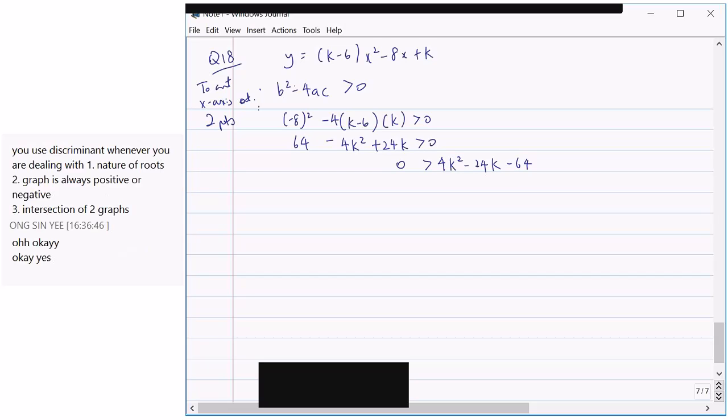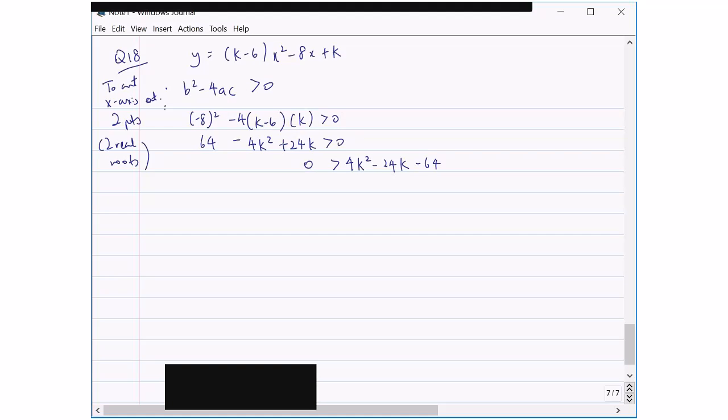So here, why I use the discriminant to help me is because the question says the curve cuts the x-axis at 2 points, which means it has 2 real roots. And since 2 real roots, it tells me the discriminant must be bigger than 0. So I put in the b, the a, the c, and I let it be bigger than 0. Okay? So I move the negative 4k squared over, move the 24k over, move the 64 over, so that my k squared becomes a positive coefficient. This is a habit of mine.